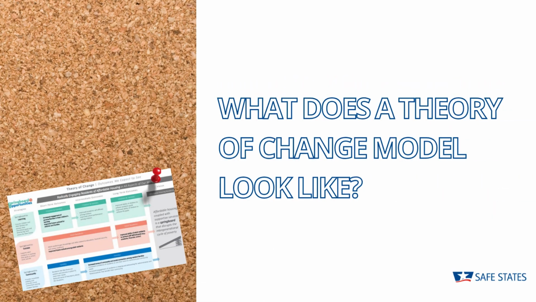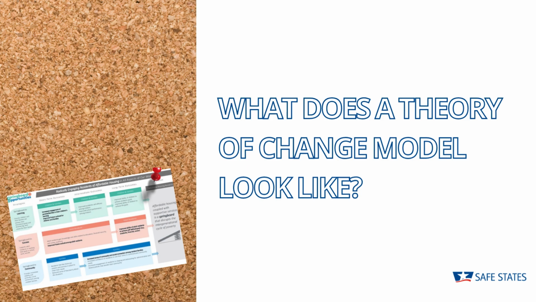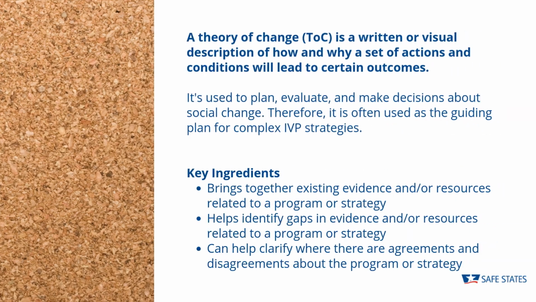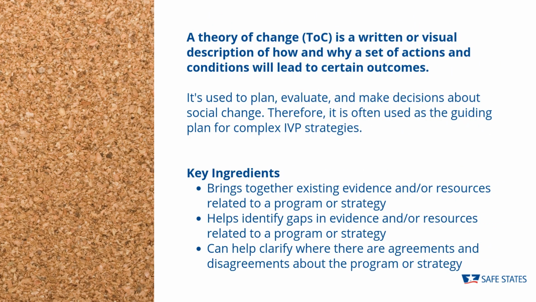Outlining how you are going to impact multiple outcomes can best be accomplished through a theory of change model. But what exactly does this look like? Let's examine. A theory of change is a written or visual description of how and why a set of actions and conditions will lead to certain outcomes. It can be used to plan, evaluate, and make decisions about social change. Therefore, it is often used as the guiding plan for complex IVP strategies.